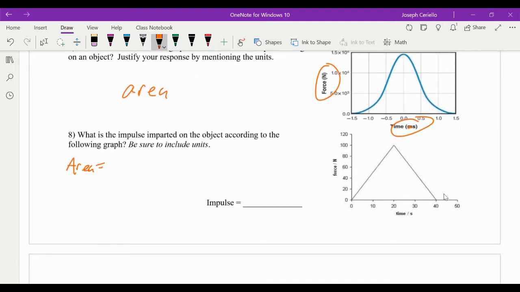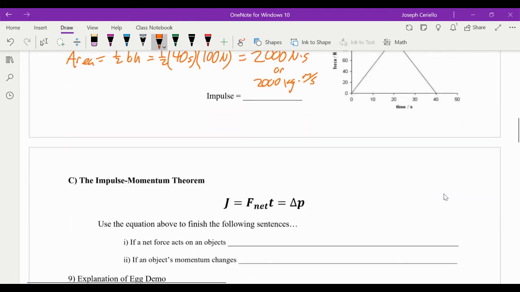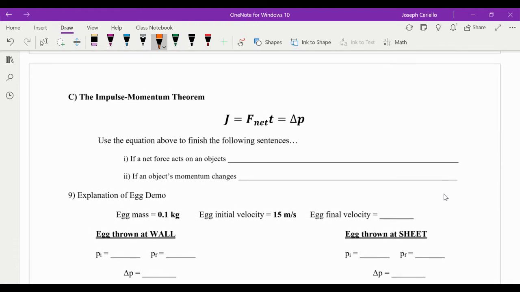So we define the area to find that here. So area equals 1/2 base times height. We have 1/2. The base is going to be 40 seconds. And the height here is about 100 newtons. So this comes out to be 2,000 newtons times seconds, or again, 2,000 kilograms times meters per second. Those are interchangeable.